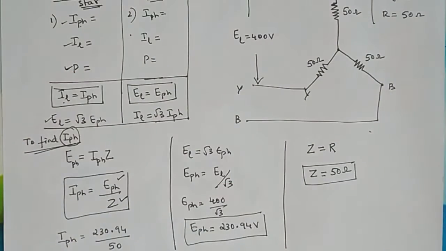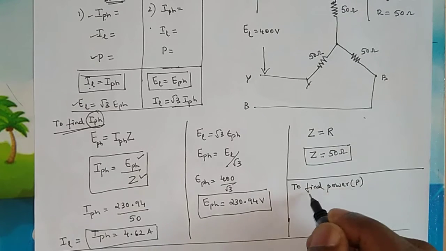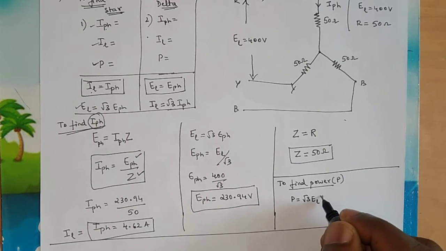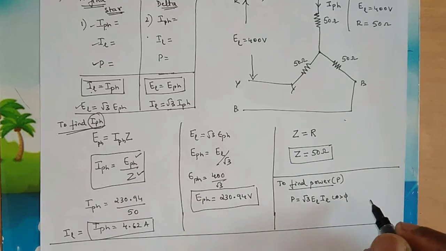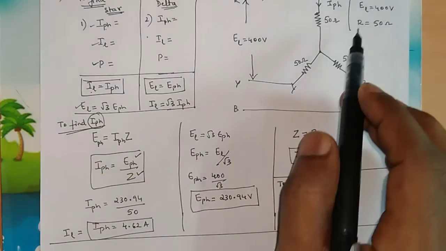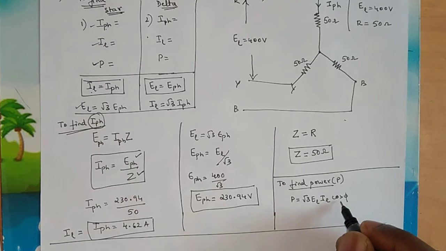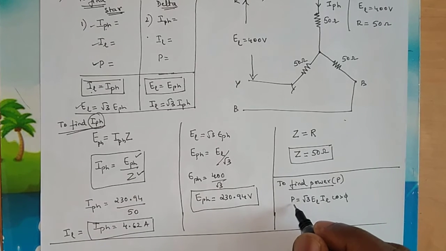Next we will find out power. This is 3-phase power. We know the 3-phase power formula. Under star or delta the power formula will be the same: root 3 EL IL cos phi. This is the formula. Line voltage we know, the value is 400 volts. Line current we know, the value is 4.62.